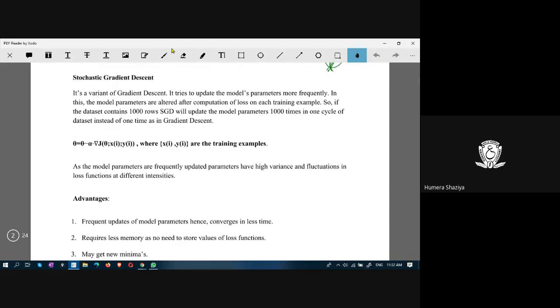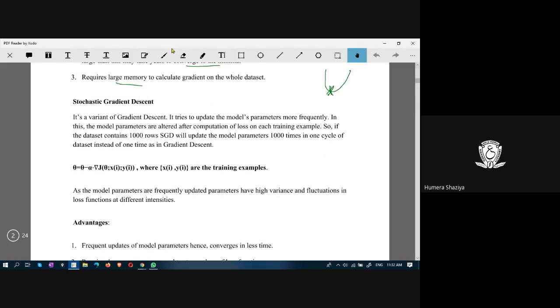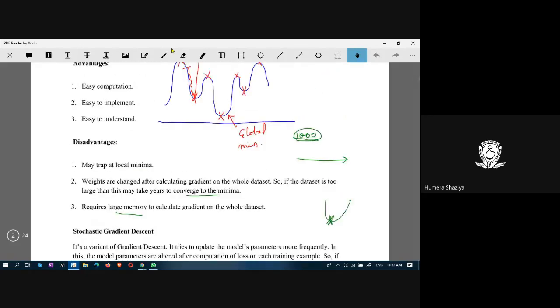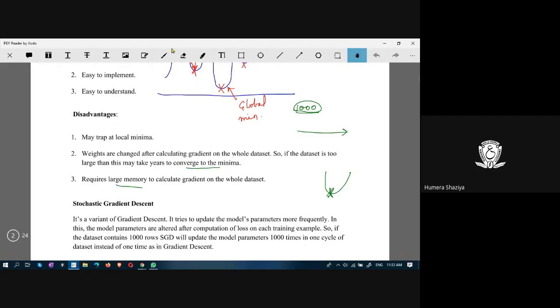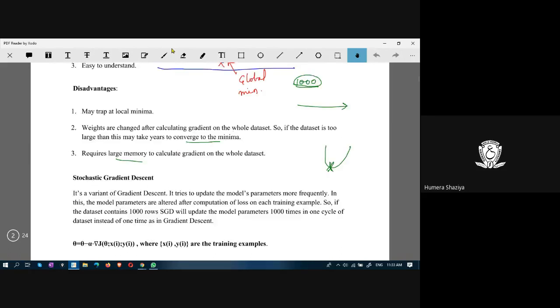Stochastic gradient descent. It is a variant of gradient descent, and it tries to update the model's parameters more frequently. What we have understood here is that it updates the model parameters, which are weights, at once for the whole data set. The disadvantage of this is that it takes too long to converge and requires large memory.